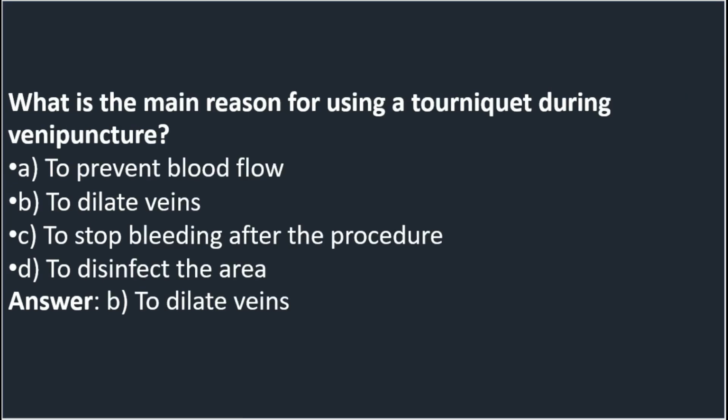Question 3. What is the main reason for using a tourniquet during venipuncture? Option A. To prevent blood flow. Option B. To dilate veins. Option C. To stop bleeding after the procedure. Option D. To disinfect the area. Answer is B. To dilate veins.